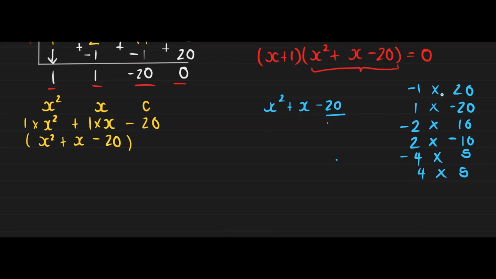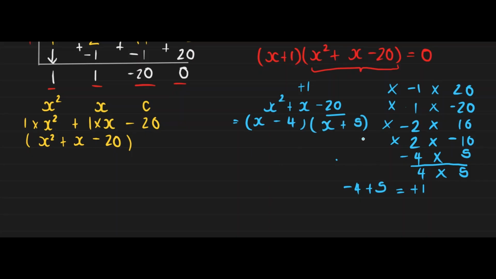We need to find factors such that when we multiply them together, we get negative 20, and when we add them together, we get positive 1. So let's check. The first ones, you're not going to get it. Let's look at the last two. We need to get a positive 1. If we say negative 4 plus 5, what do we get? We get a positive 1. So our factors are negative 4 and positive 5. So this is equal to x minus 4, close bracket, x plus 5.